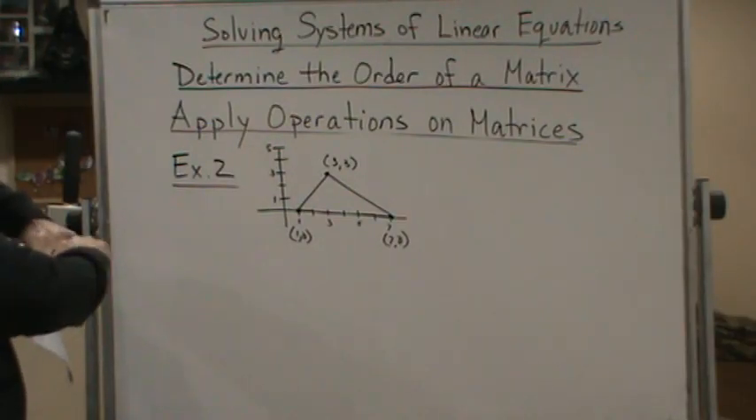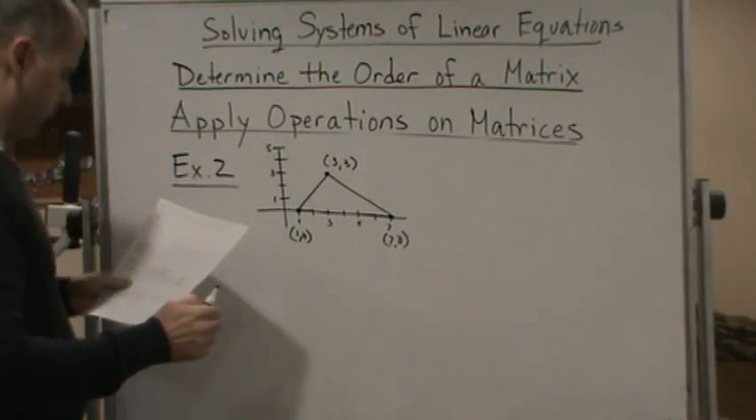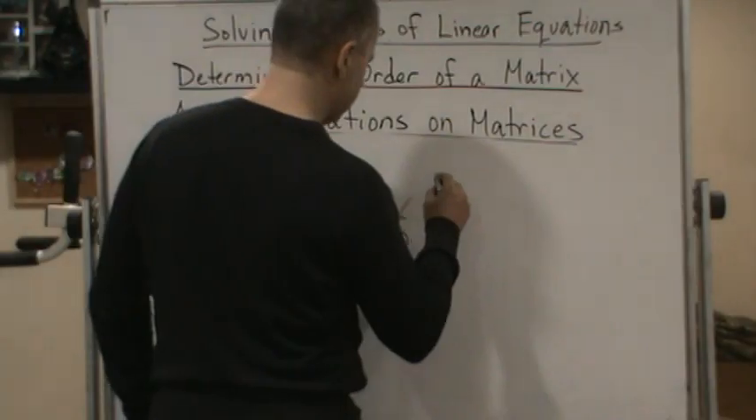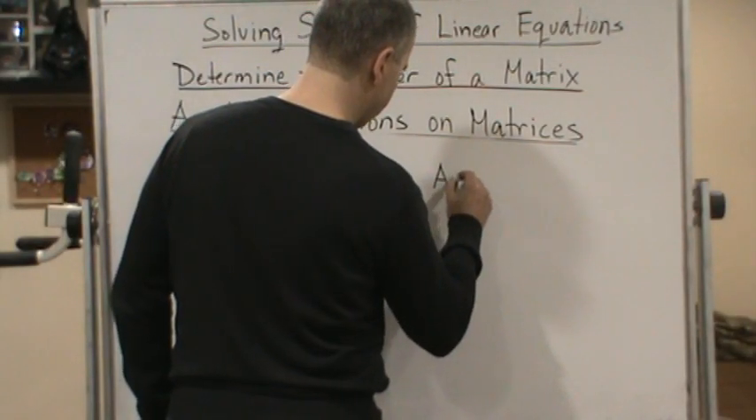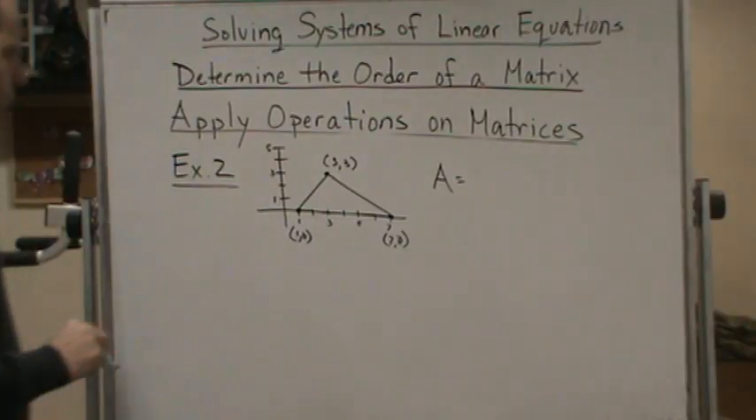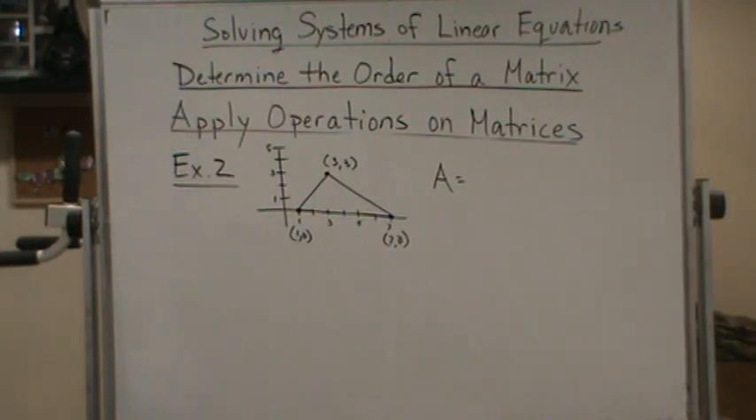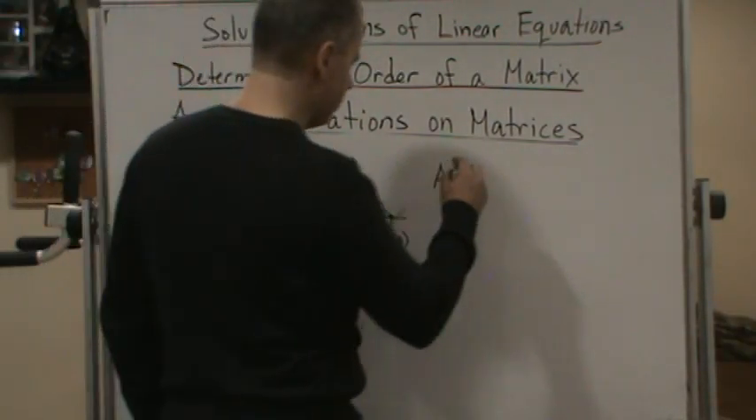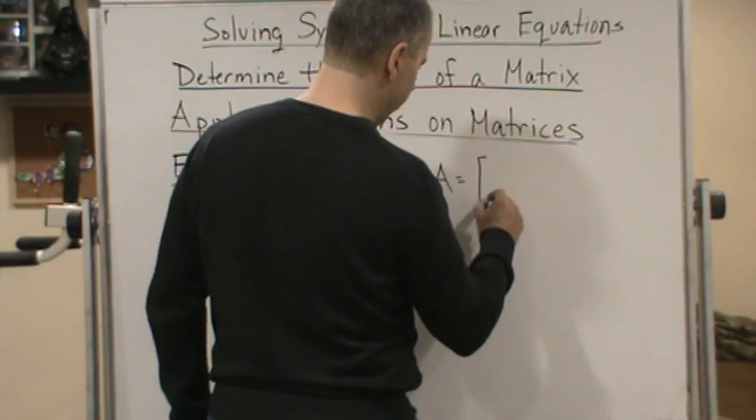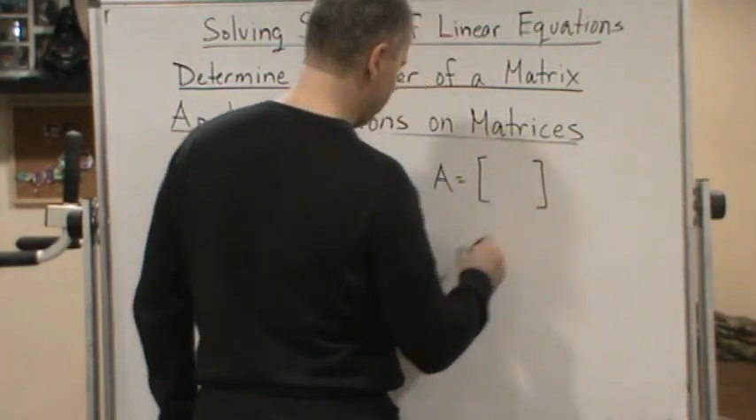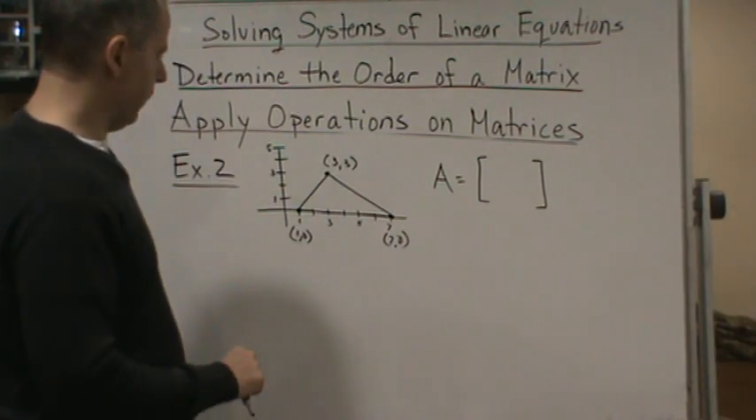Let's set up the matrix A using these coordinates. The way we're going to set this up is we're going to have one row that represents the x coordinates, and the second row would represent the y coordinates. So each column would represent a point, right? So you'll have 3 columns that would represent a point.